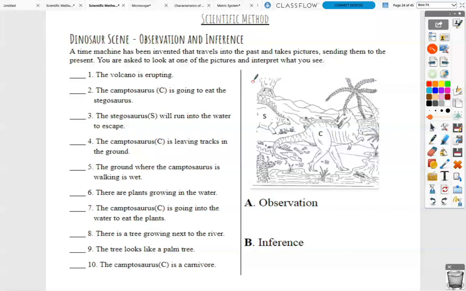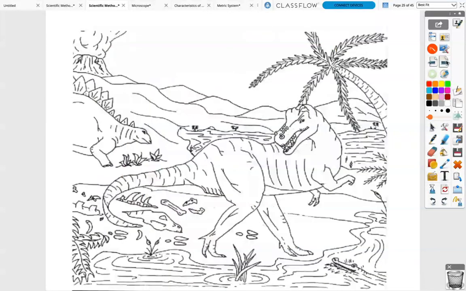So if you don't know exactly what to do on that, go back to video 1A. You can fast forward to the point where I get to the Pearson, but you do have a Pearson assignment today on scientific method. So if we look at this picture here, I'll show you this picture just a little bit larger.